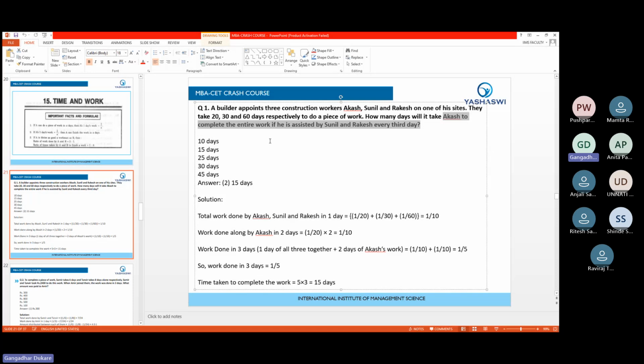We have to calculate for one specific person how many days he will require if the other two persons help him in the work. It's simple.